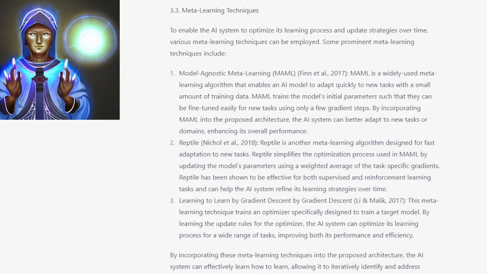Reptile, Nichol et al. 2018. Reptile is another meta-learning algorithm designed for fast adaptation to new tasks. Reptile simplifies the optimization process used in MAML by updating the model's parameters using a weighted average of the task-specific gradients. Reptile has been shown to be effective for both supervised and reinforcement learning tasks and can help the AI system refine its learning strategies over time. Learning to learn by gradient descent, Lee and Malik, 2017. This meta-learning technique trains an optimizer-specific.